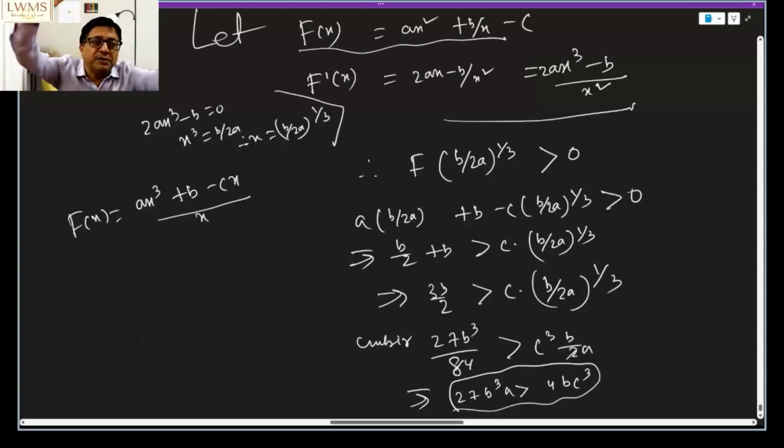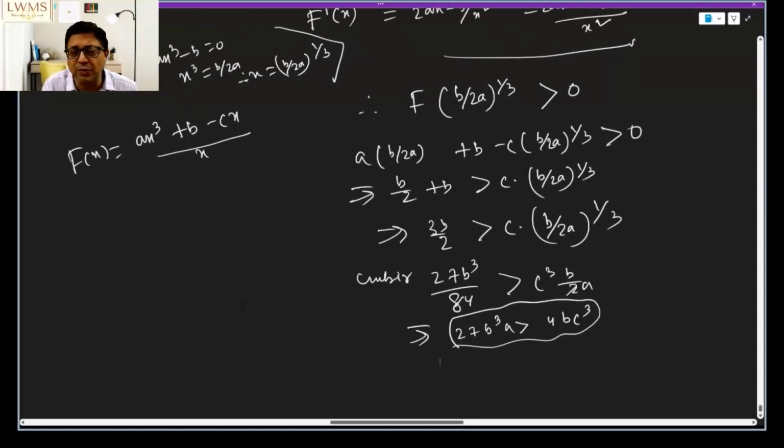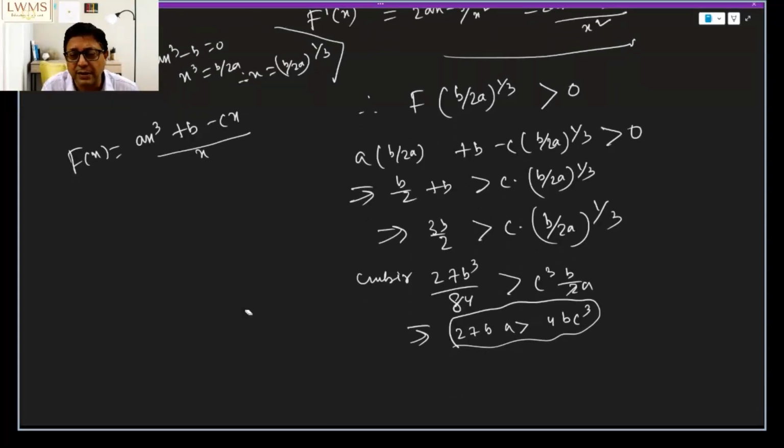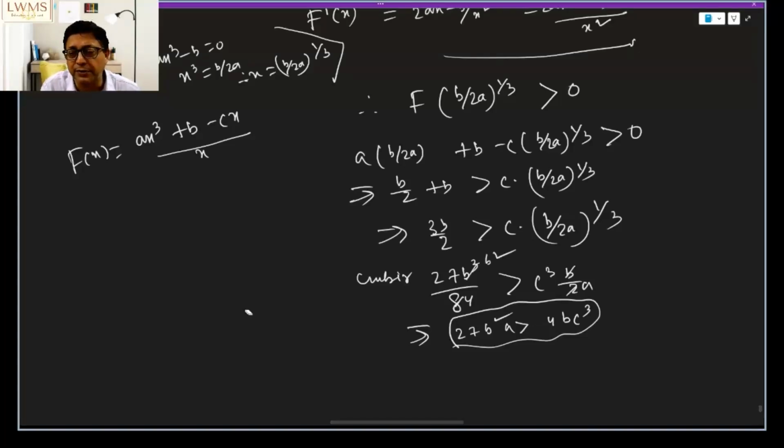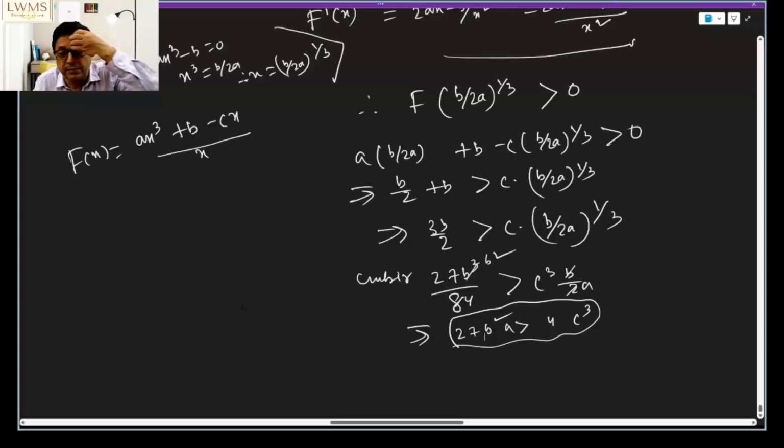Many other sums are there. You will find from JEE paper and you will solve it. This only we are supposed to prove, no? Prove that 27 AB square. Oh, 1b is getting cancelled. B is there. 27 AB square greater than 4C cube. Clear?